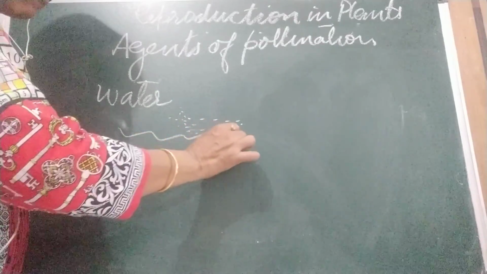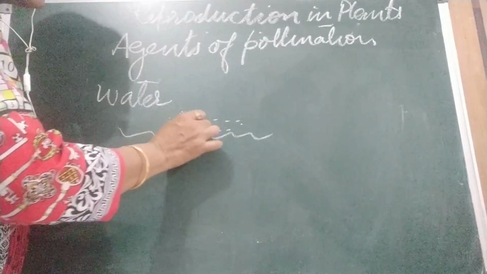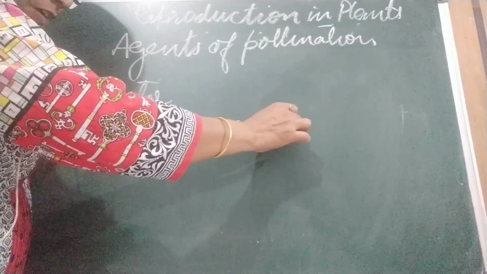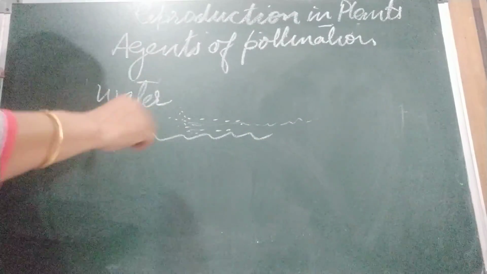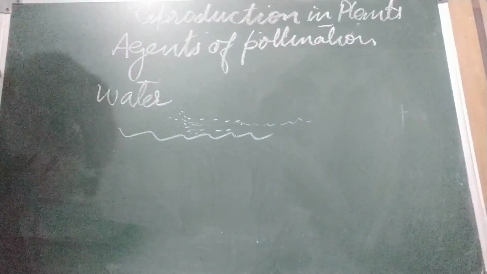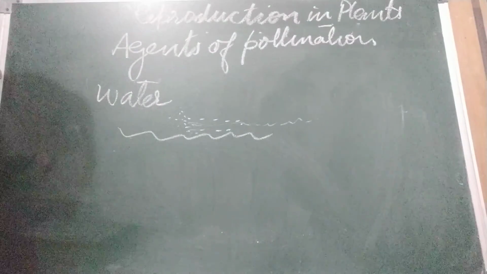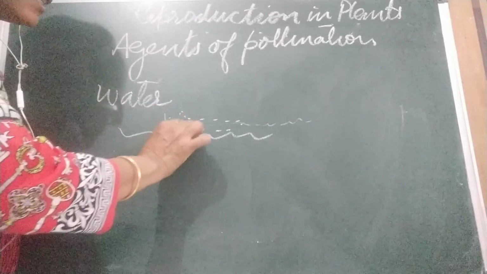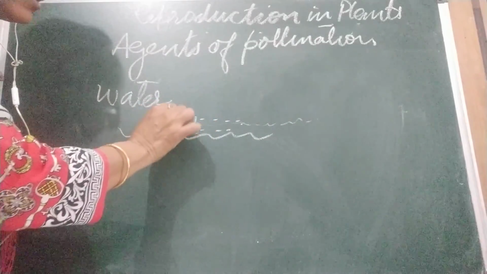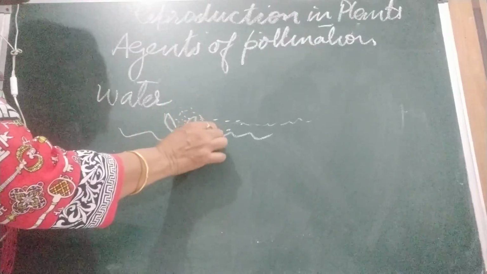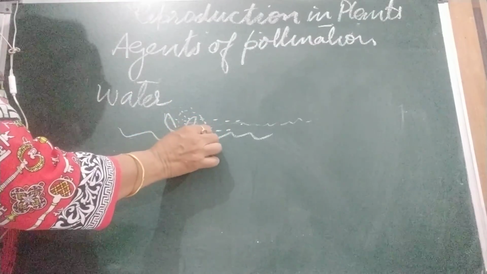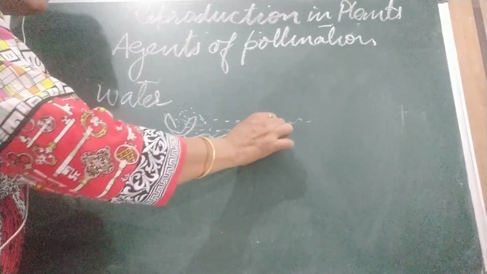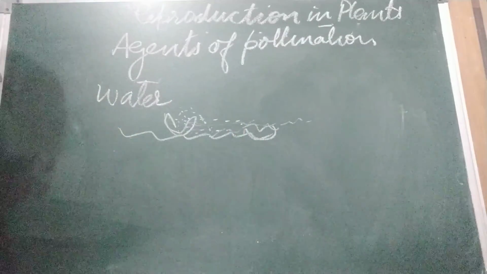These pollen grains are slowly carried to other flowers by water. Water is flowing, so these pollen grains are carried by water current to other flowers. Suppose lotus is here, the pollen grains will drop here and then move to another flower with the water current.